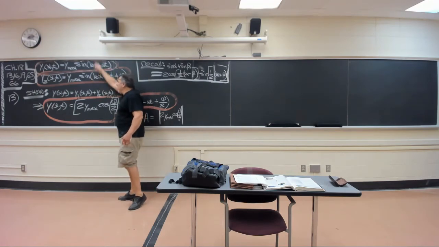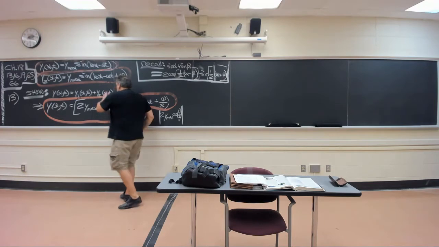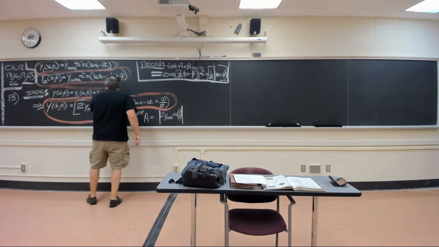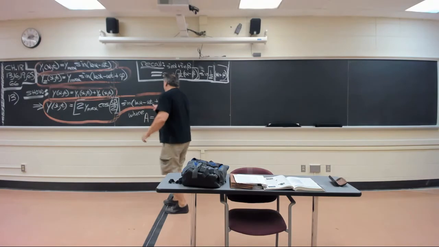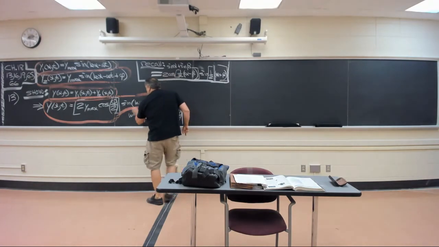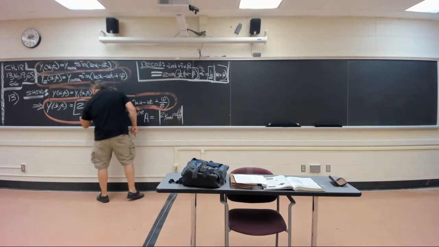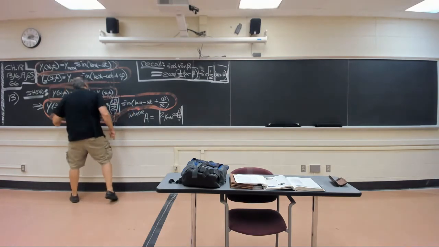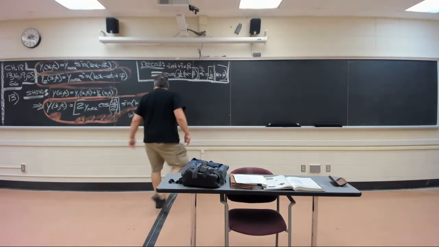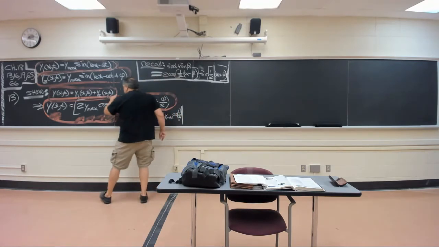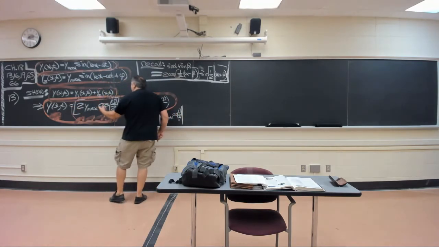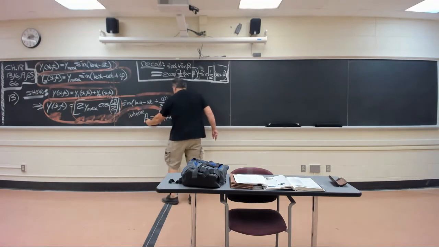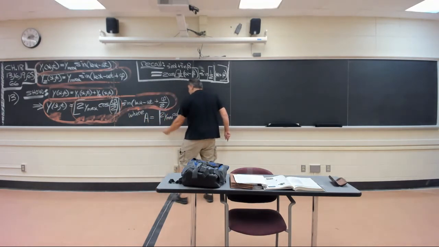When you add these two wave functions together, they are making the claim that you get this for a final answer. They are telling us the amplitude will be this right here. This will be the new y max, the amplitude. And the amplitude is equal to the absolute value of 2 y max cosine phi over 2.